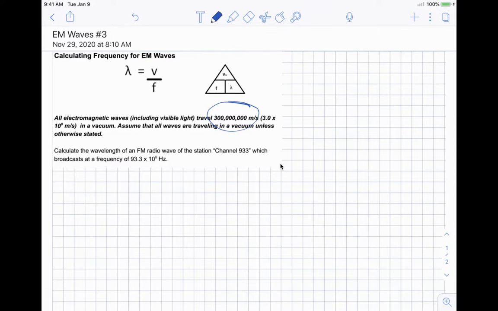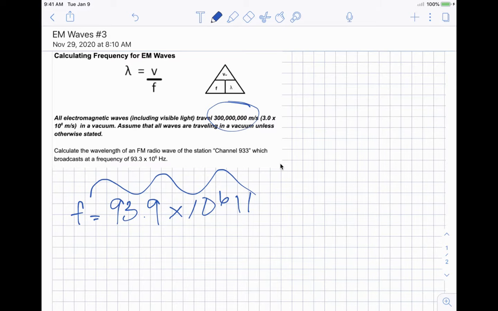So first we do our drawing. We have a frequency and a velocity, so we don't really have anything to label. So let's list our variables. We know that our frequency is 93.3 times 10 to the 6 hertz. And we know our velocity, which is a constant of 3.0 times 10 to the 8 meters per second. And we are calculating, this time, wavelength.